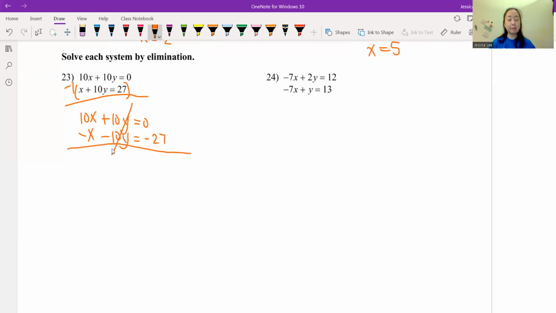And then if I add them together, now my y's cancel out, right? Because 10y minus 10y is 0 y's. It's just 0. And 10x minus x is going to be 9x is equal to -27. 0 minus 27 is -27. And then we're going to just divide by 9. And x is equal to -3.